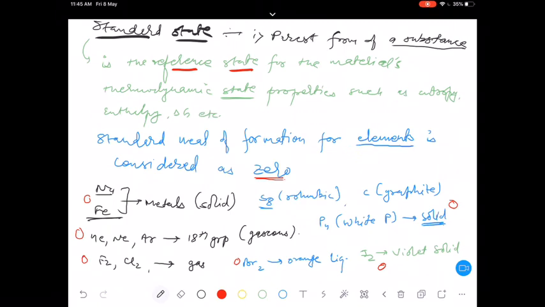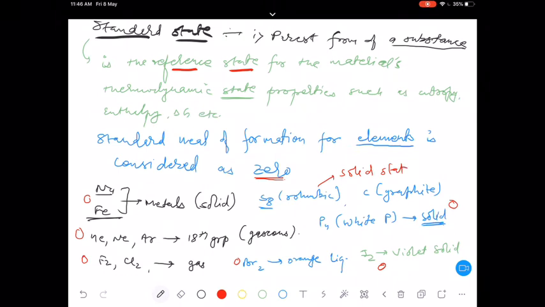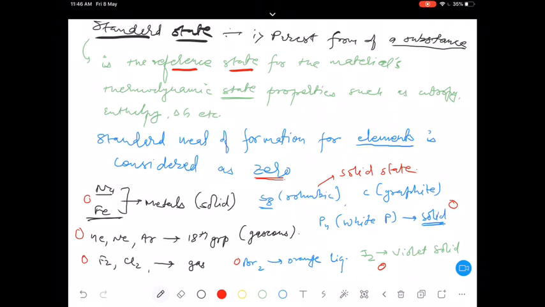Any doubt? Sir, rhombic sulfur is in solid state. Yes, it is also in solid state. I'll just write. It is also in solid state. It is an amorphous solid.